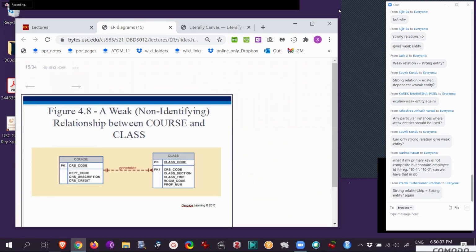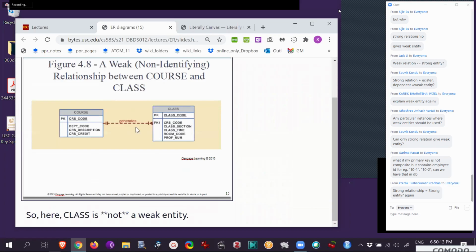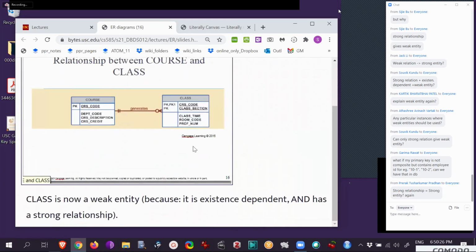Not really. No, there's no equality there either. The only thing that is true about everything that I said is strong relationship plus existence dependence equals weak entity. No other equality holds, okay? So class is weak. Class was not weak, class is weak.